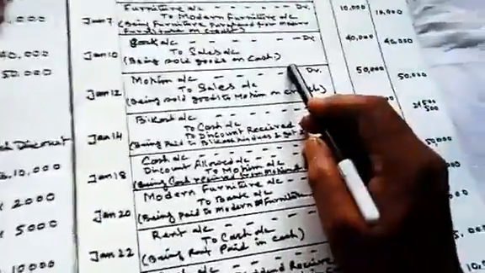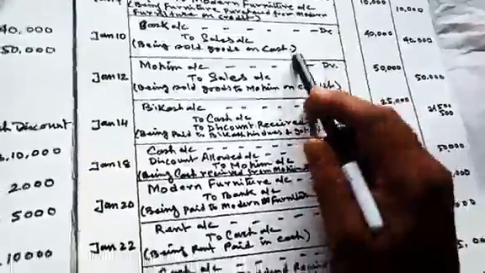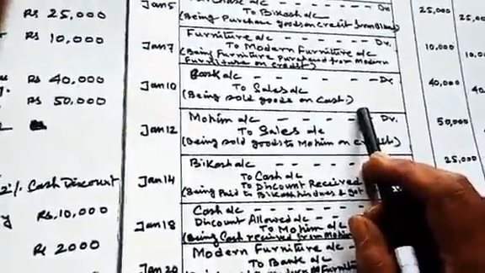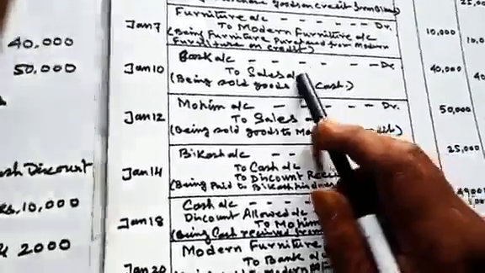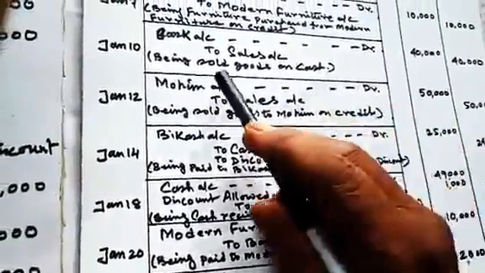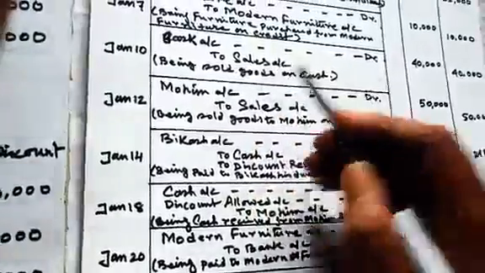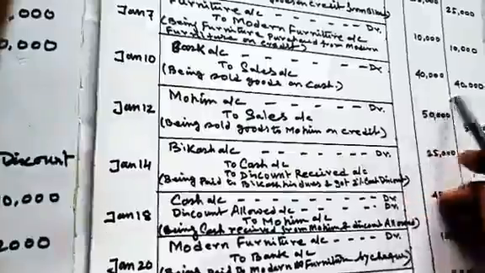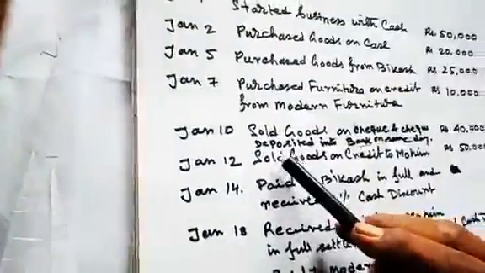40,000, 40,000, being the sold goods on cash. In this case, if the check was not deposited on the same day, then the journal entry will be checks in hand account debit to sales account. But since the check has been deposited on the same day into the bank, bank account is debit to sales account, 40,000, 40,000. Now see the next transaction.